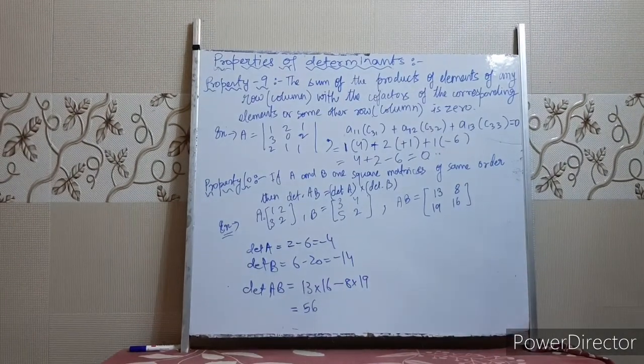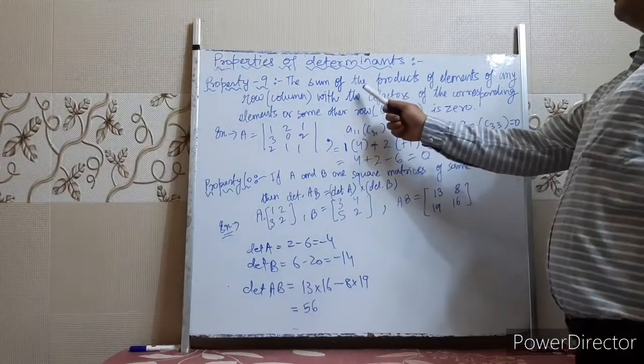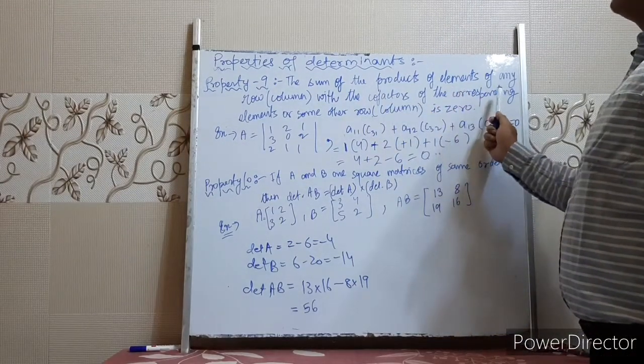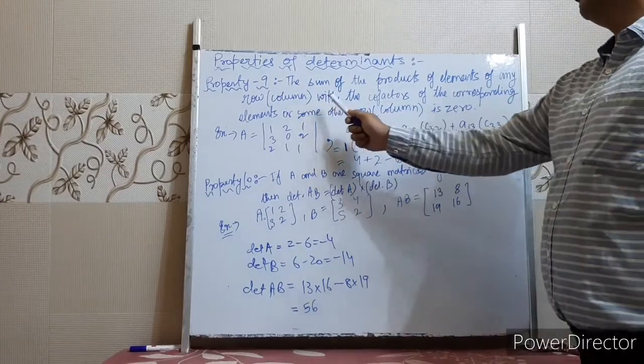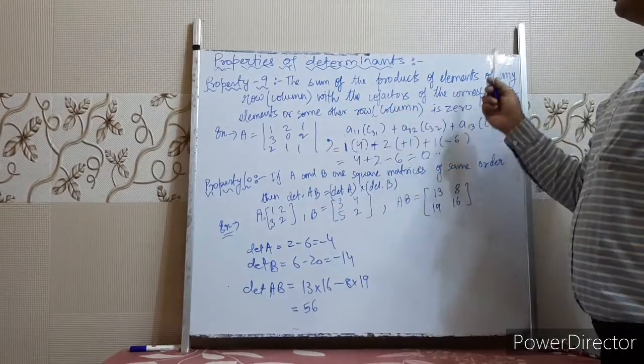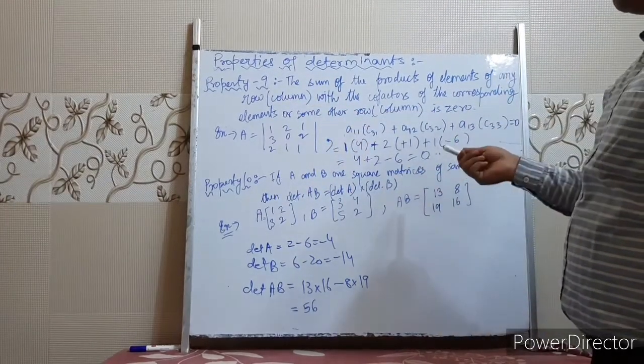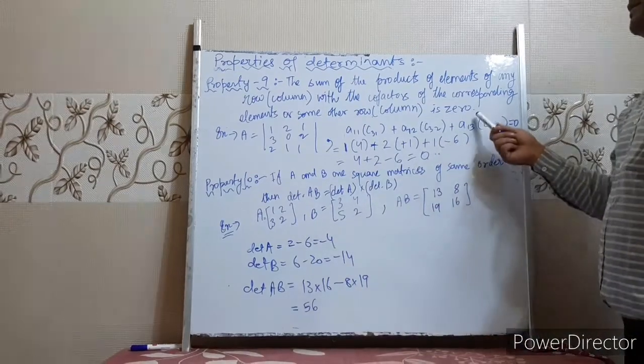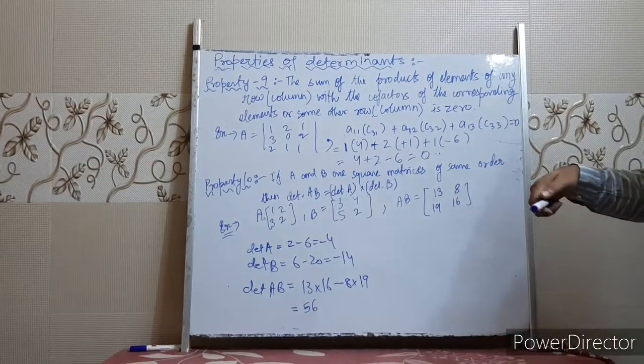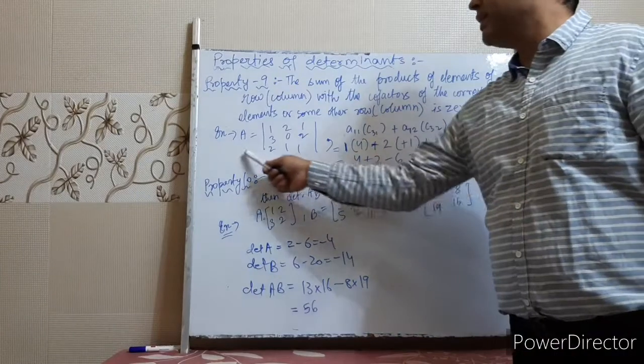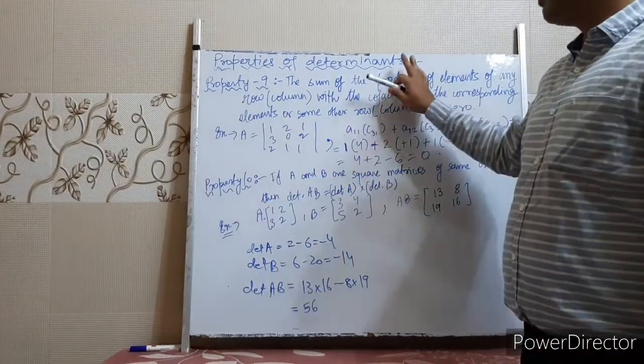Okay, children, let's see property 9, which states that the sum of the products of the elements of any row or column with the cofactors of the corresponding elements of some other row or column is 0. Let's try to understand by taking a simple example. What does this property mean?